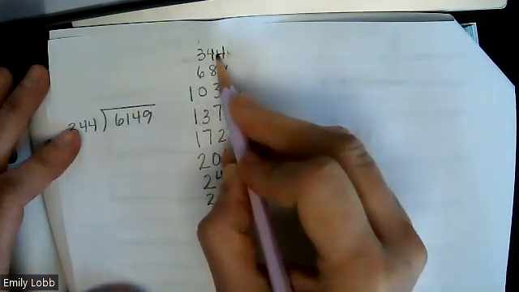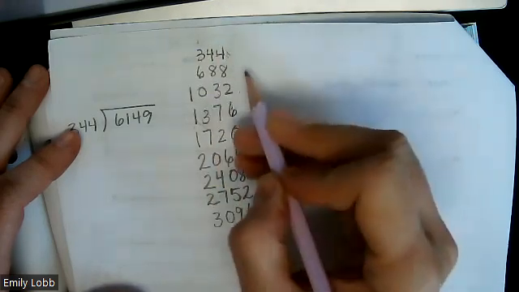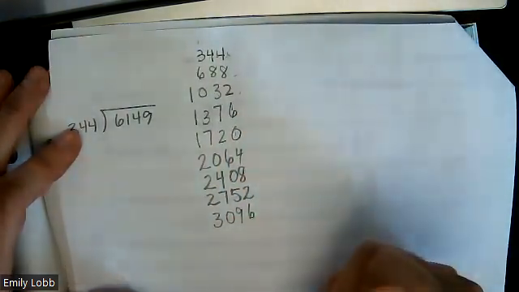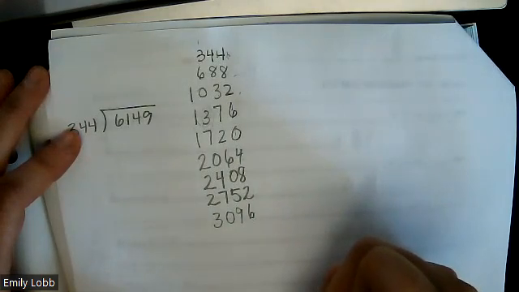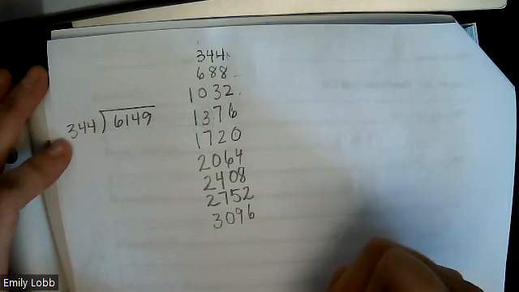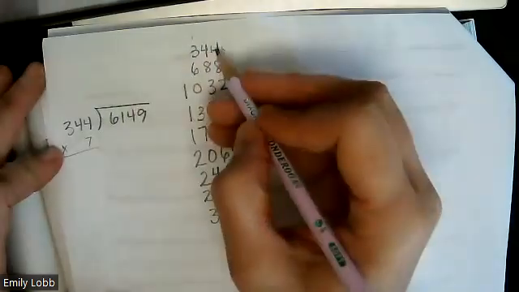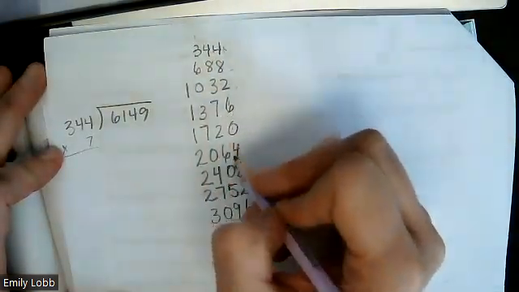So we have 344. I'm adding 344 every time. That's all I'm doing is adding. You don't even have to know how to multiply. Some of you are struggling with multiplying like this. So all I'm having you do is add now. 1, 2, 3, 4, 5, 6, 7, 8, 9. That's as far as we have to go.